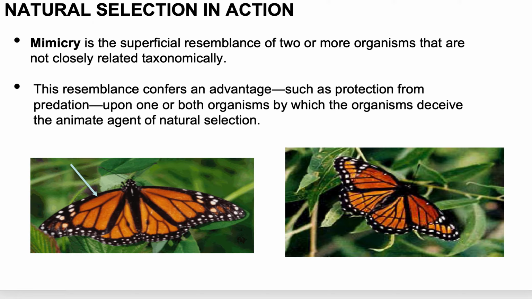All right, next up is mimicry. Mimicry is the superficial resemblance of two or more organisms that are not closely related taxonomically. The resemblance confers an advantage such as protection from predation because they're able to deceive the predator. So in this case, we have two different butterflies. One is poisonous when eaten, the other one is not. If you look closely, you can notice the subtle differences in their patterns. But to a random animal just spotting it from a distance, they're not going to take account of those minor things and ask, should I eat this or should I not eat this?